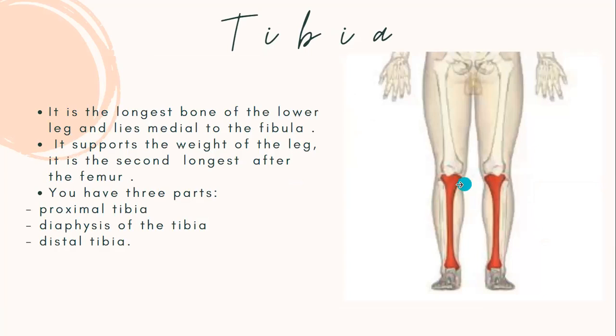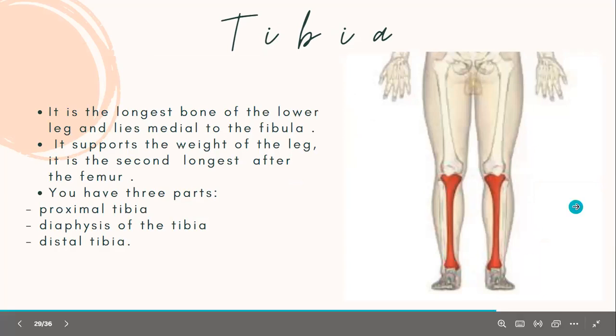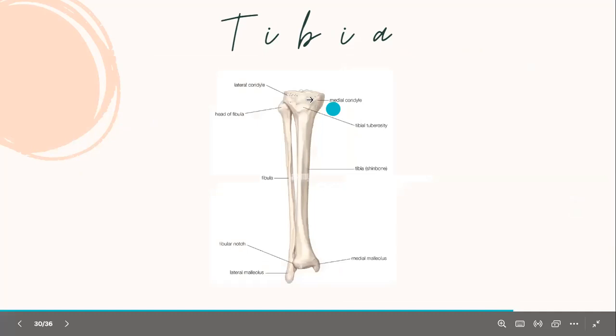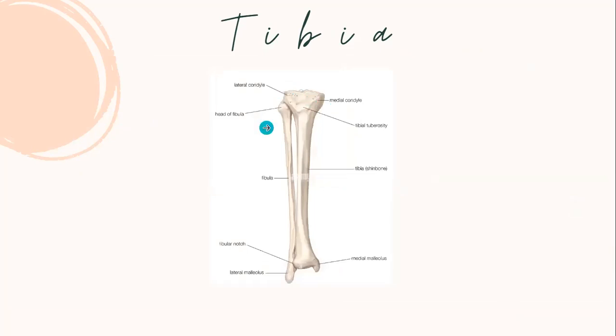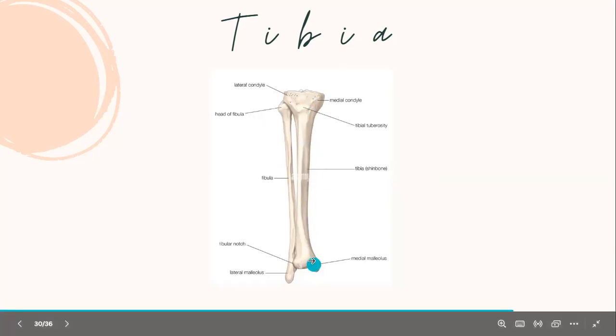Tibia. It is the longest bone of the lower leg and lies medial to the fibula. It supports the weight of the leg. It is the second longest after the femur. It has 3 parts: proximal tibia, diaphysis of the tibia, and distal tibia. The parts are the lateral condyle, medial condyle, tibial tuberosity, tibial shaft, and medial malleolus.